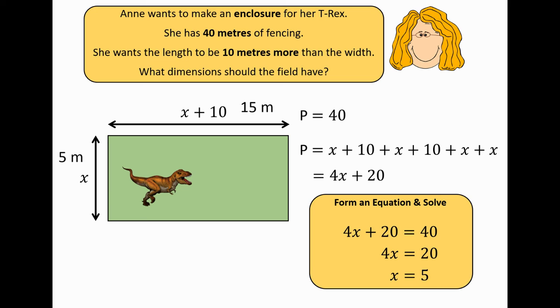So just a quick summary: we label the width, which we don't know, as a variable x. Then we label the length to be x plus 10 because the question says the length has to be 10 meters more than the width. It's giving me the perimeter to be 40 meters. I form and solve the equation, and then once you solve what your x is, you can find out what the dimensions are. So my width is 5 meters and my length is 15 meters.